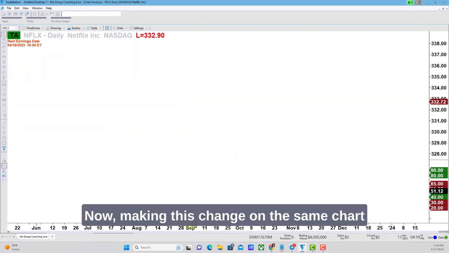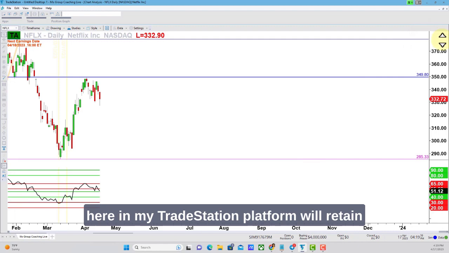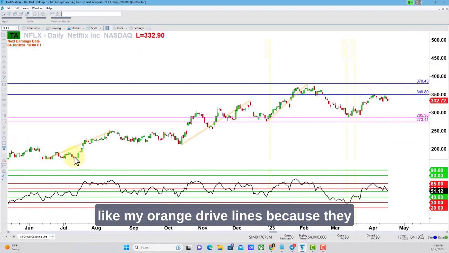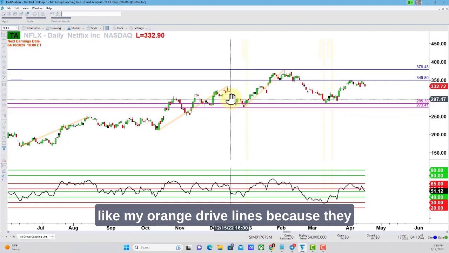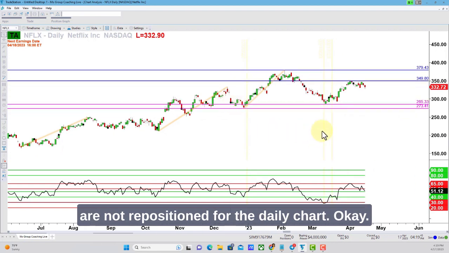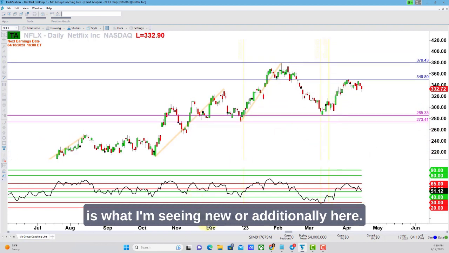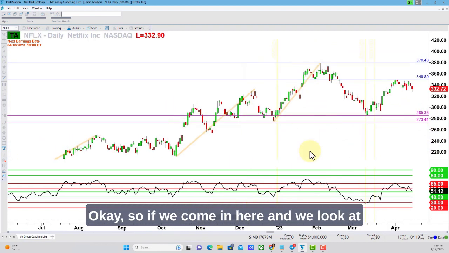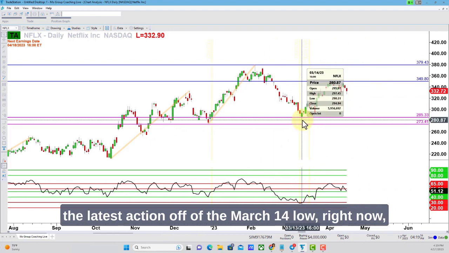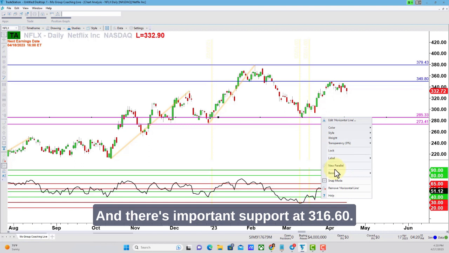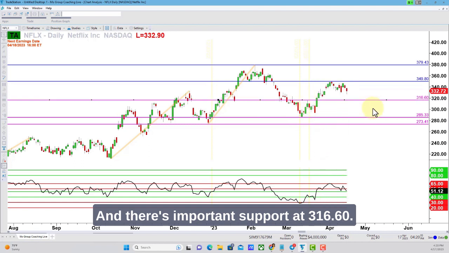Now, making this change on the same chart here in my TradeStation platform will retain all the annotations I just made. They may just look a little funny like my orange drive lines because they are not repositioned for the daily chart, okay? What I really want to focus on is what I'm seeing new or additionally here. Okay, so if we come in here and we look at the latest action off of the March 14th low, right now, this itself is breaking up into a couple of drives, and there's important support at 316.60.